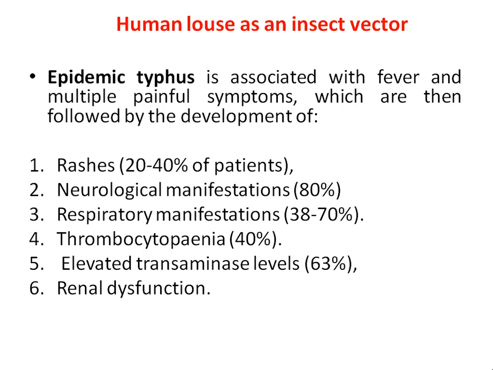As far as the epidemic typhus is concerned, it is associated with the fever and the multiple painful symptoms, which are then followed by the appearance of rashes on the skin, neurological manifestations, the nervous system problem, respiratory manifestations, that is a problem with the breathing, thrombocytopenia, that is the low level of the platelet count, elevated transaminase levels, that is the enzyme transaminase level will be increased, that is the transfer of the amine group from the amino acid to another acceptor compound, and renal dysfunction, the kidneys will not function normally. So these are the different symptoms of the epidemic typhus.